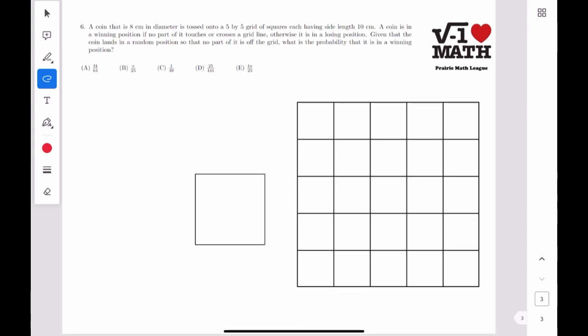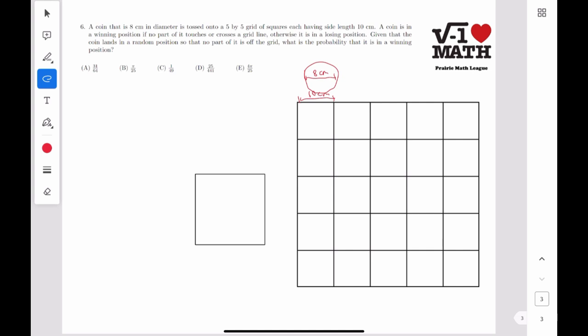Alright, for problem number 6, we have a coin that is 8 centimeters in diameter. So if our coin looks like this, then this is 8 centimeters. And it's tossed into a 5x5 grid of squares, each with side length 10. So each of these is 10 centimeters. A coin is in a winning position if no part of it touches or crosses a grid line. Otherwise, it is in a losing position.